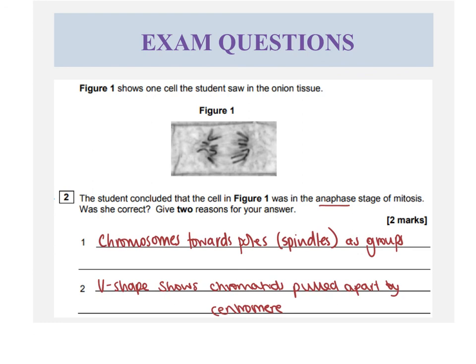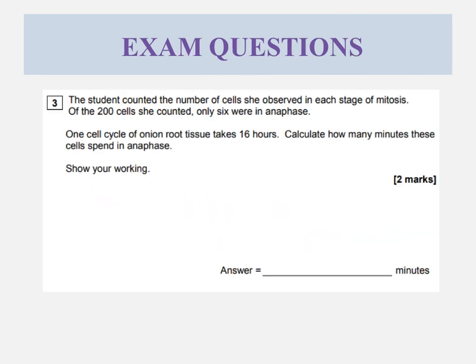On to the final question of the lesson, which is: the student counted the number of cells she observed in each stage of mitosis. Of the 200 cells she counted, only 6 were in anaphase. One cell cycle of an onion root tissue takes 16 hours. Calculate how many minutes these cells spend in anaphase. Show your working. So pause me now. Use the information that I've underlined and see if you can figure it out.